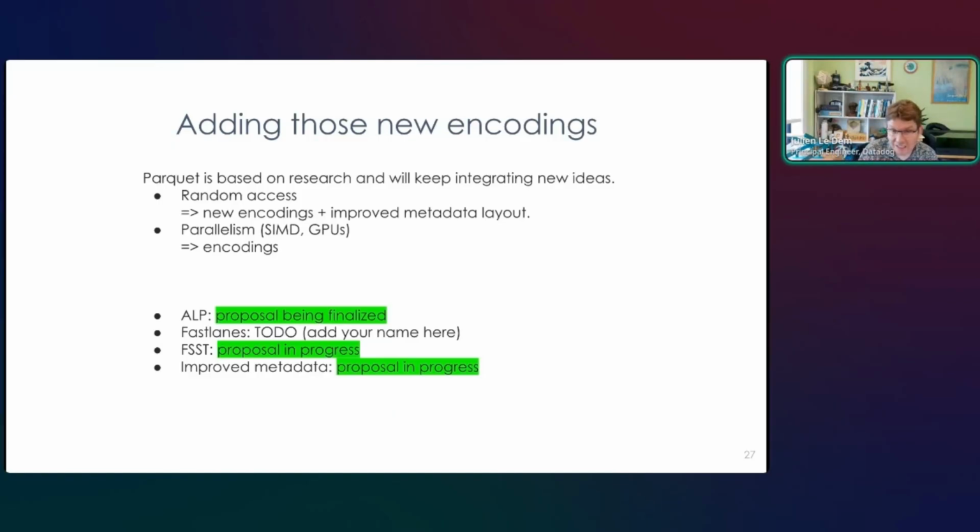So Parquet is a community effort. You are welcome to contribute. In general, you get one person driving one effort, and then the rest of the community collaborates in building multiple implementations and validating that it works. The FSST encoding, which is for strings, is in progress. We're still finalizing the spec, and we're not completely finished on that, but we're working on it. And there's also a proposal in progress for a better footer format that enables better random access.